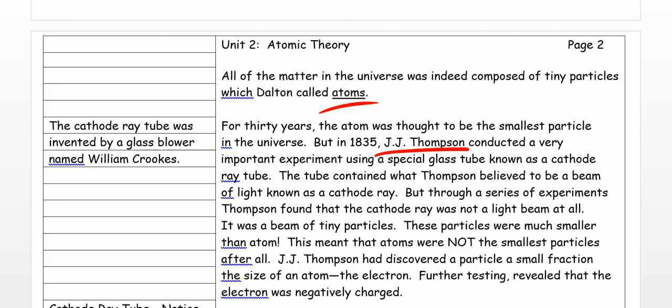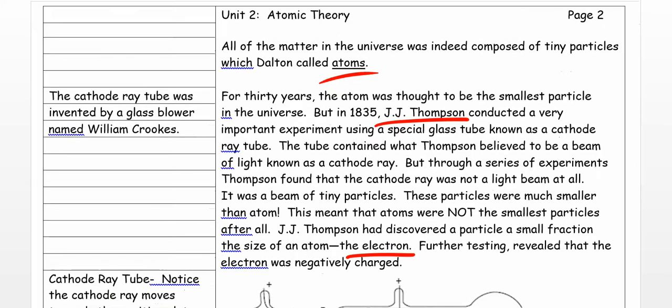Now remember, it was previously thought that the atom was the smallest particle in nature. So this meant that atoms were not the smallest particles after all. J.J. Thomson had discovered a particle, a small fraction of the size of the atom. That was the electron. So for the first time, we know about particles that are smaller than the atom. They're called electrons. Further testing revealed that the electron was negatively charged. Let's take a look at those studies.